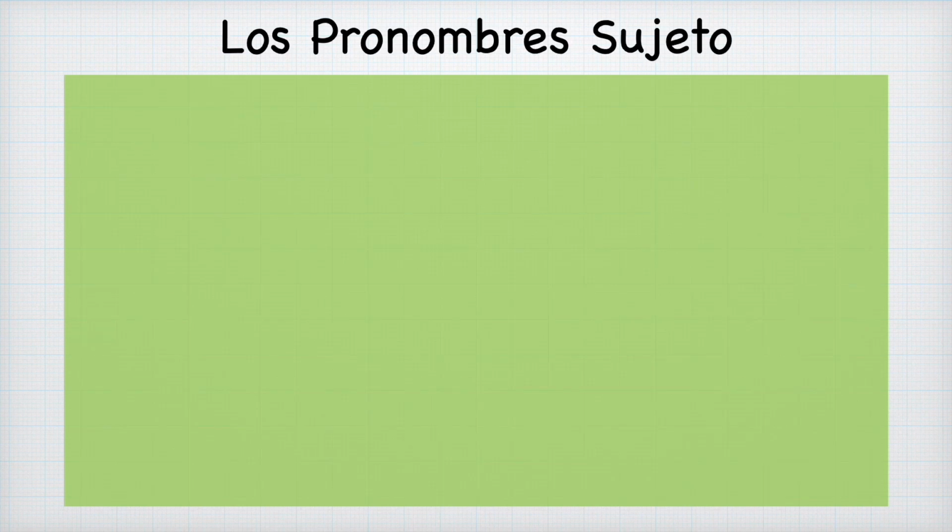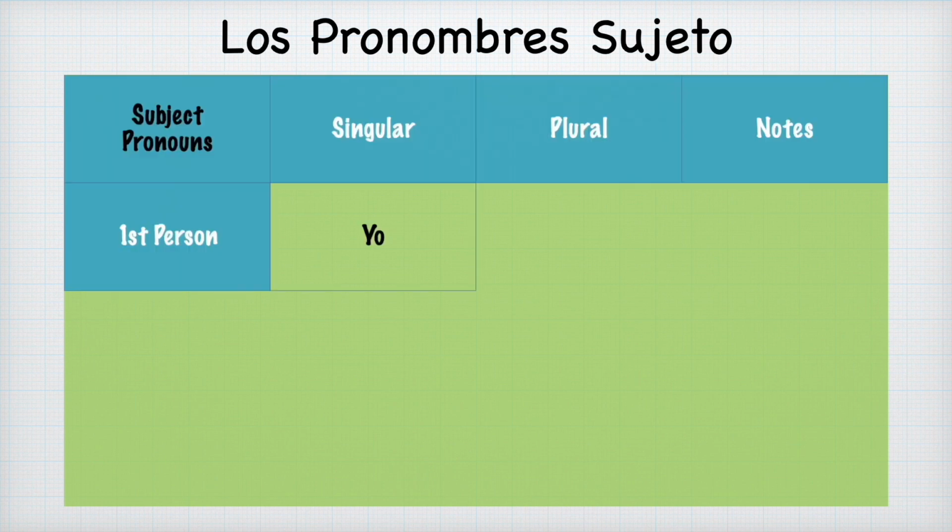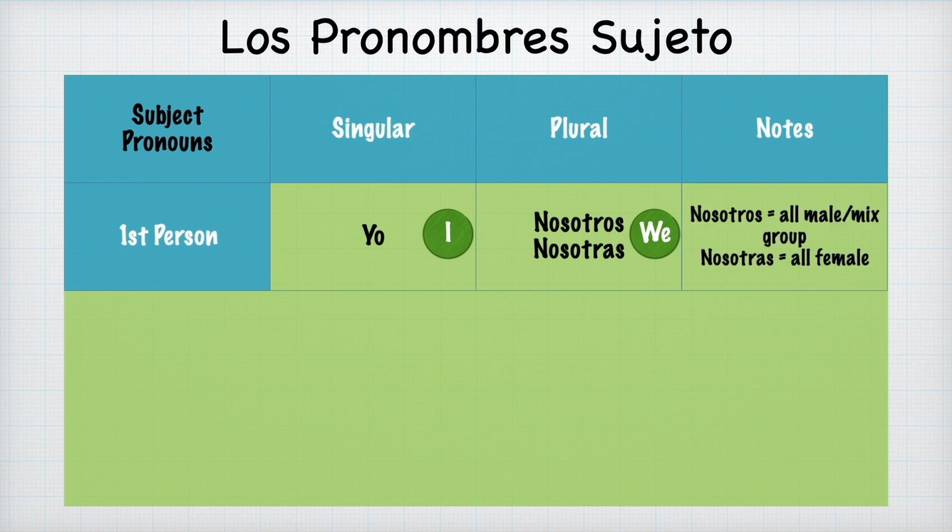Today we're going to talk about the subject pronouns, los pronombres sujeto. For the first person singular, we have yo. It means I. In plural, we have two: nosotros and nosotras. Both of them mean we. Nosotros is for an all-male group or a mixed group of females and males. Nosotras is for all females.